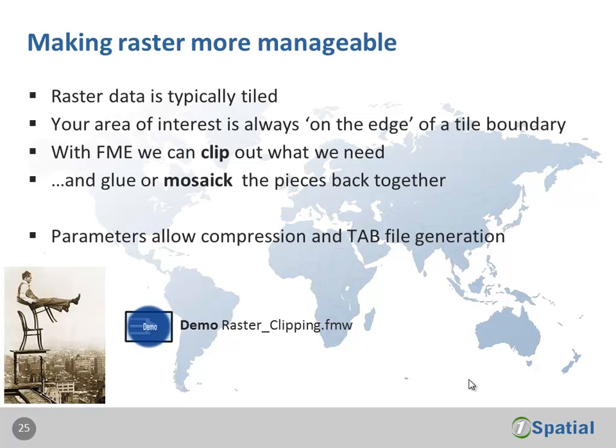With FME, we can clip out just the data that we need and then glue the smaller pieces back together again by mosaicing it. There's a number of parameters on the destination format as well that allow us to set both compression and the creation of brand new georeferencing files. So for MapInfo users, the creation of a new tab file is very helpful. Let's take a look at an example.